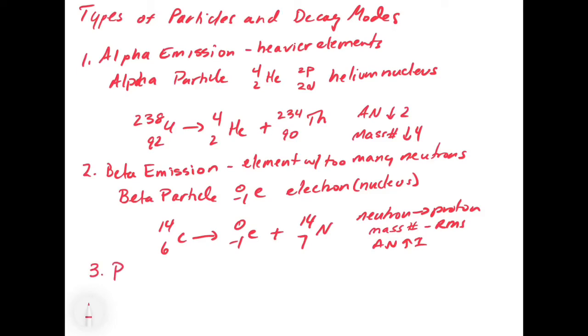So we have what's called a positron emission. So in this case, we have to introduce what is a positron. A positron is basically a positive electron. So it gets the symbol 0/1e. And this is what we would call a positive electron.